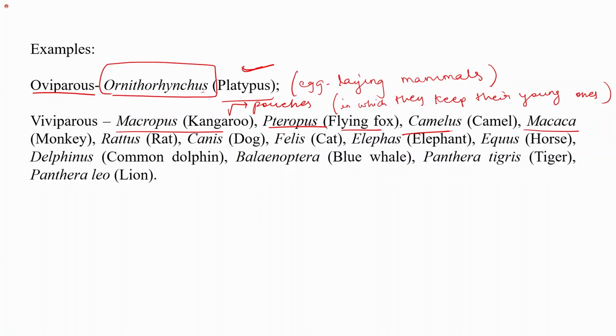Then we have Pteropus, the flying fox, Camelus, the camel, Macaca, the monkey, and Rattus, the rat. Then we have Canis, the dog, and Felis, the cat. Then we have Elephas, the elephant, and Equus, the horse. Then we have Delphinus, the common dolphin. Dolphins are considered one of the very intelligent animals. Also, they can live in water and can come out of it as well.